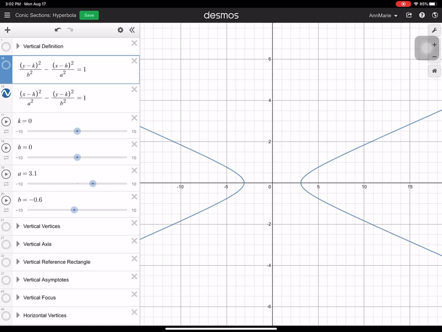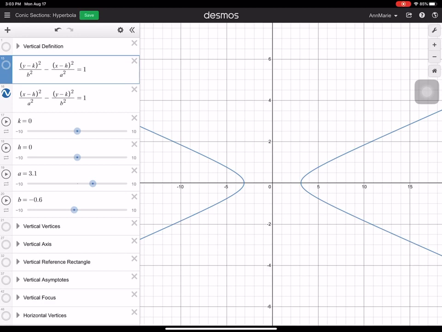The only difference is the minus sign that appears between the x term and the y term. And that comes from the fact that the hyperbola is defined based on the difference of those distances, and the ellipse is defined based on the sum of those distances. The other difference is it does not matter which one is bigger, a or b. Your orientation, vertical versus horizontal, is determined by which variable comes first or which variable is positive.